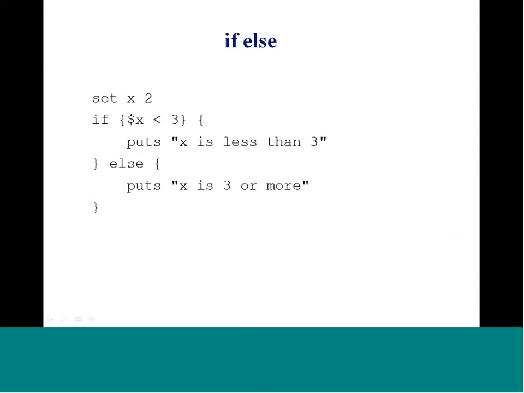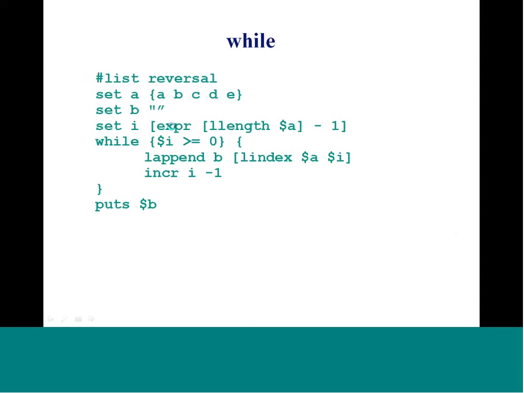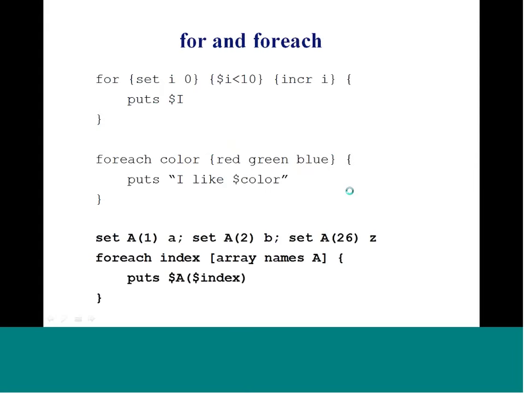Here we set the variable x to 2, and say that if it is less than 3, then puts x is less than 3. Otherwise, it puts x is 3 or more. So when you execute this program for an x value of 2, it will say this and exit, it won't execute the else at all because x is already less than 3. And then this is the while example, the list reversal we saw. Here v is A B C B A after executing this program, the same thing we saw in the previous one.